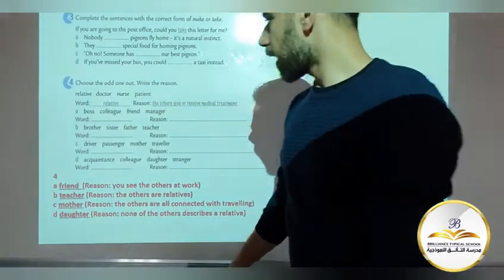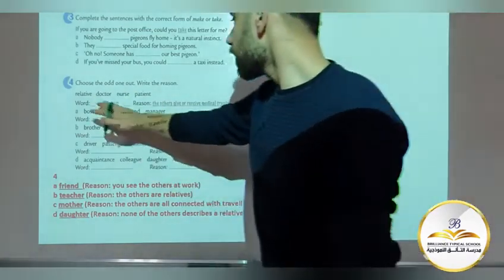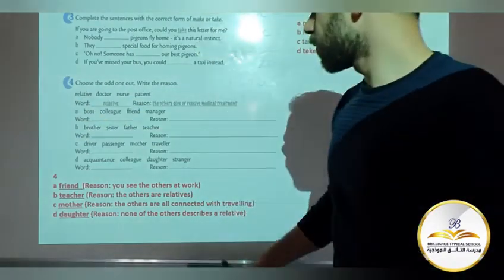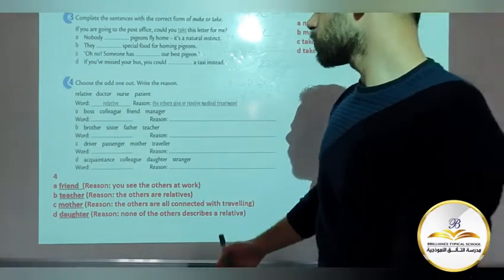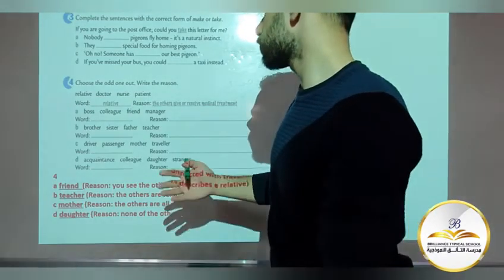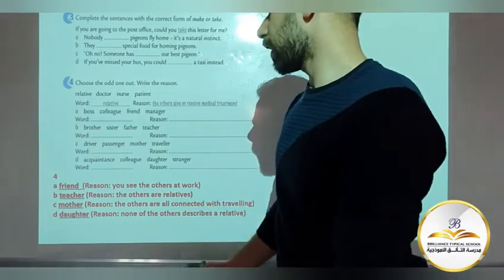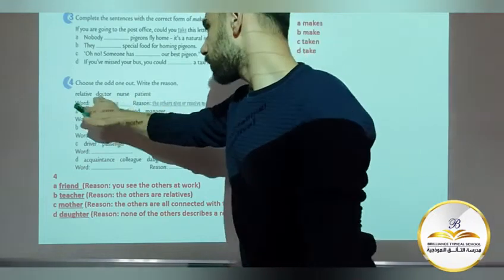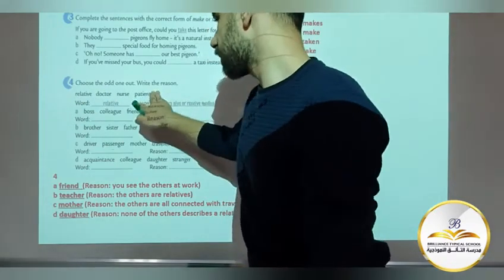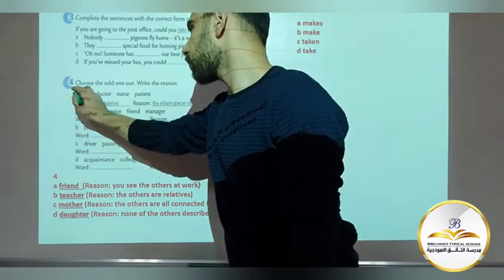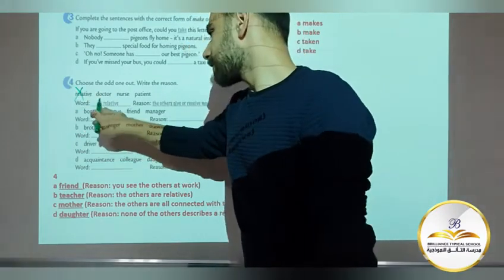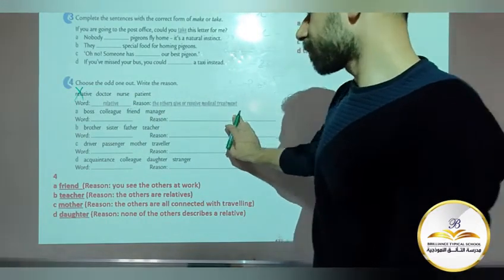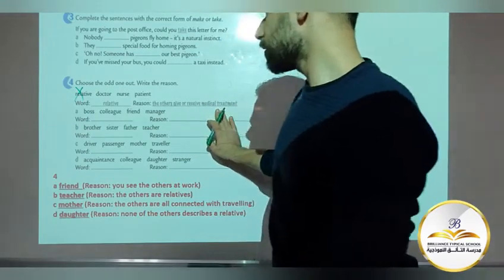Okay, take a look at exercise number 4. Choose the odd one out. Write the reason. Here we have a set of vocabulary. So we are going to cross the word that is not related. Here we have relative, doctor, nurse, and patient. All of these are related, but the relative is not related, so we are going to cross it. The word is relative. The reason: the others give or take medical treatment.